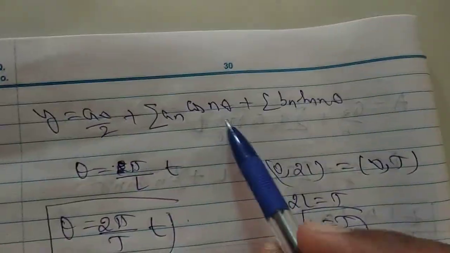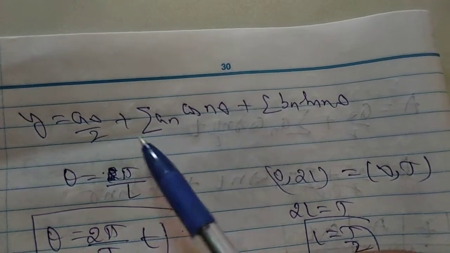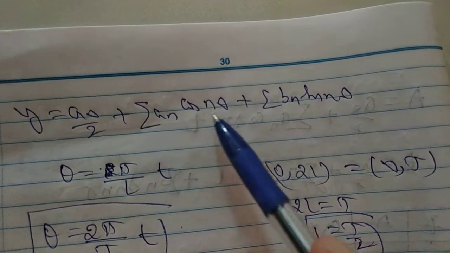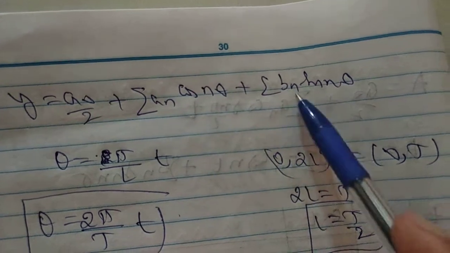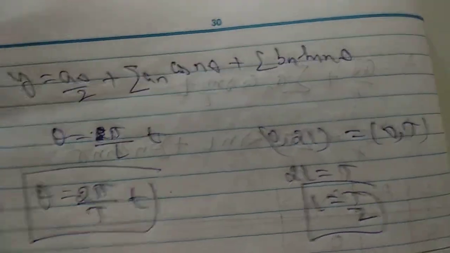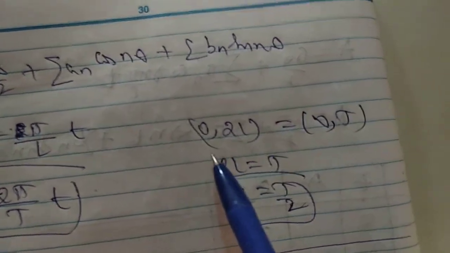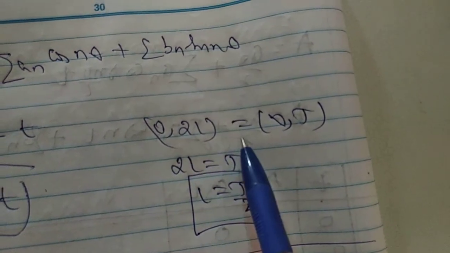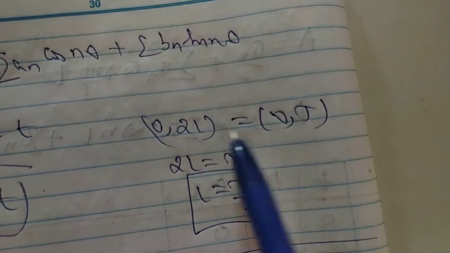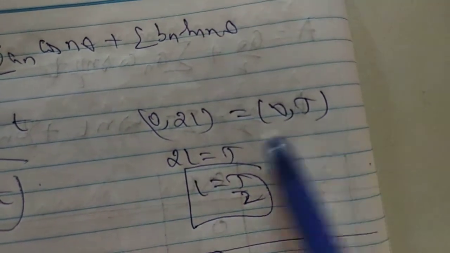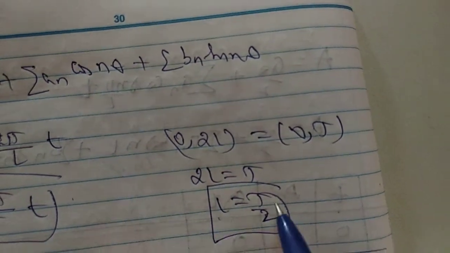So the Fourier series is given by y equals a0 by 2 plus summation of an cos n theta plus summation of bn sin n theta. In this given problem, 0 to T means 0 to 2L, so you have to take 0 to 2L equal to 0 to T. Comparing, 2L equals T and L equals T by 2.